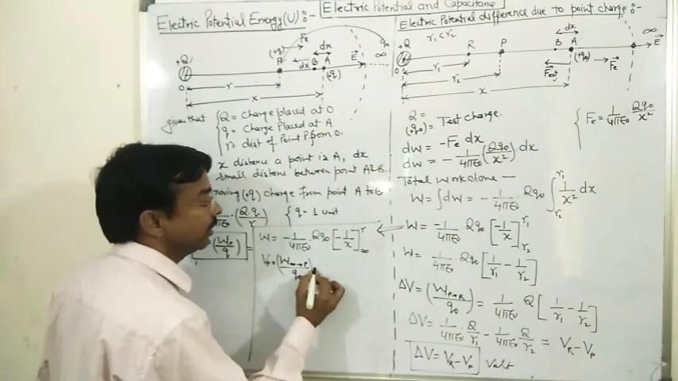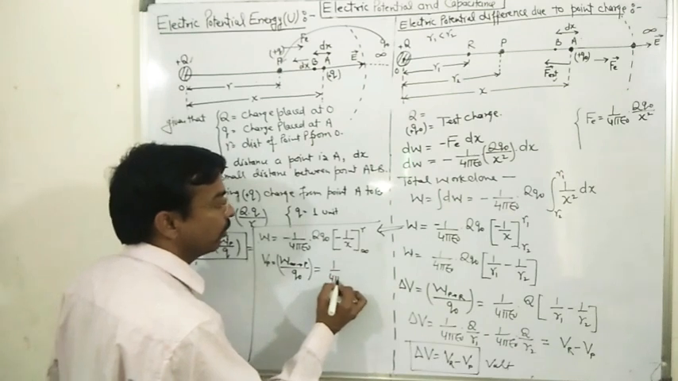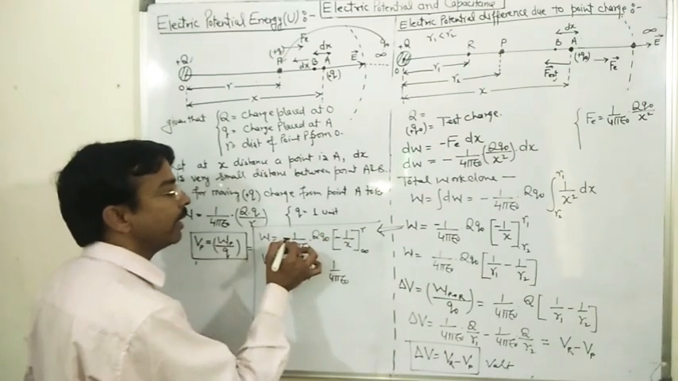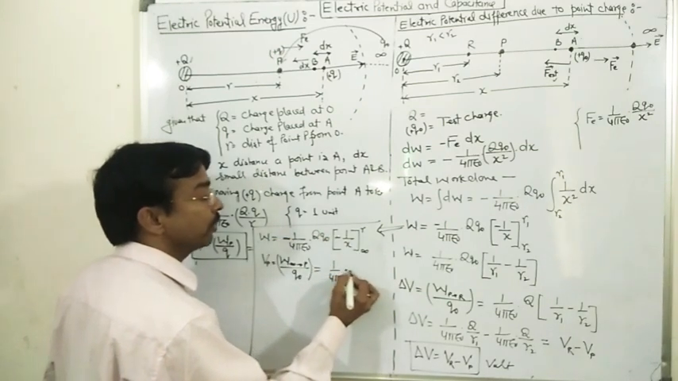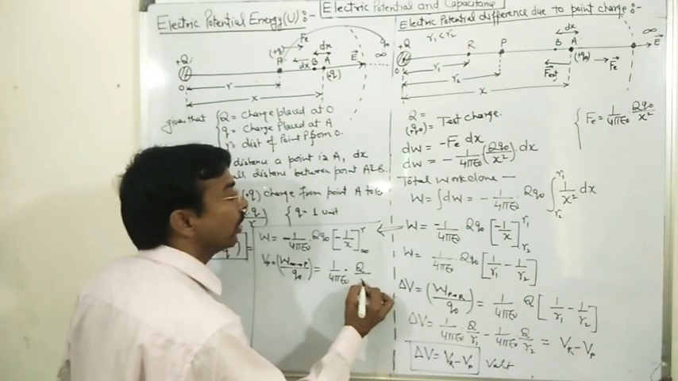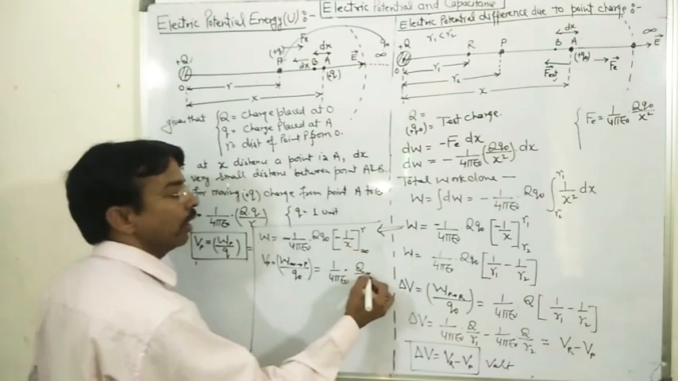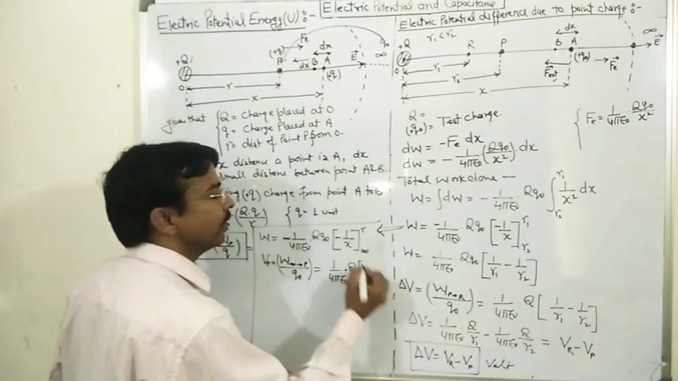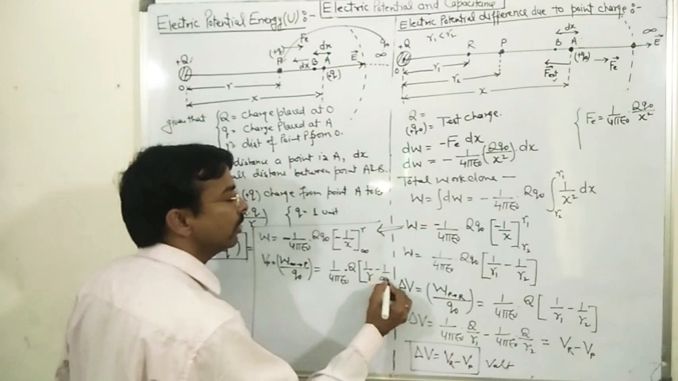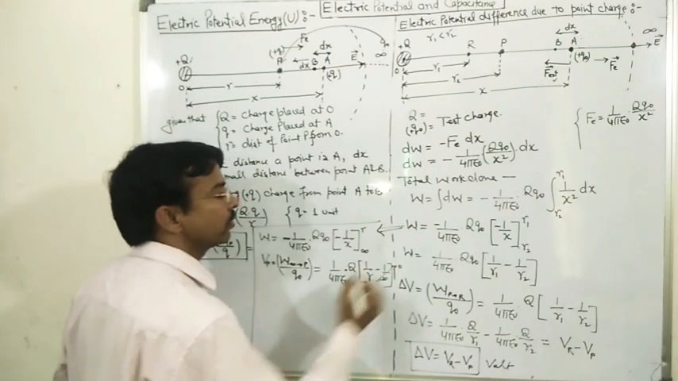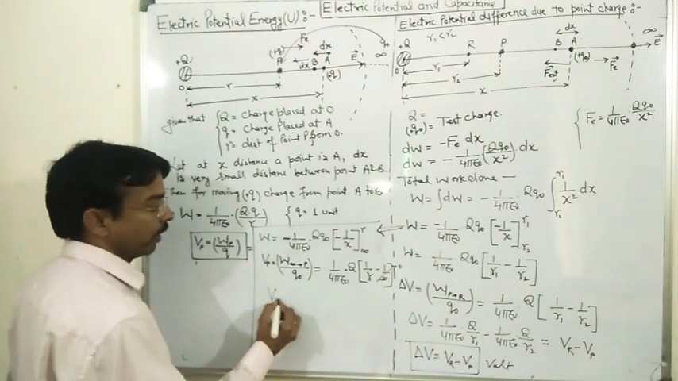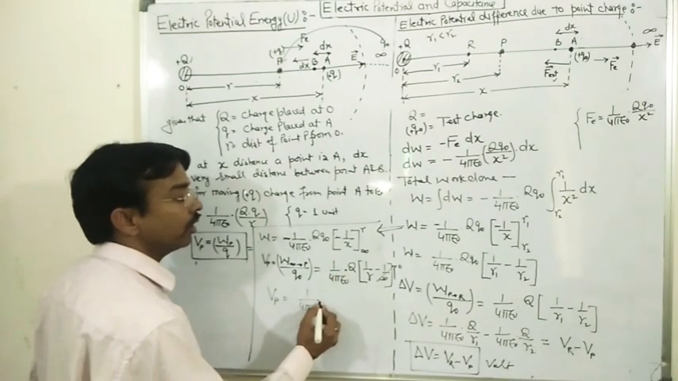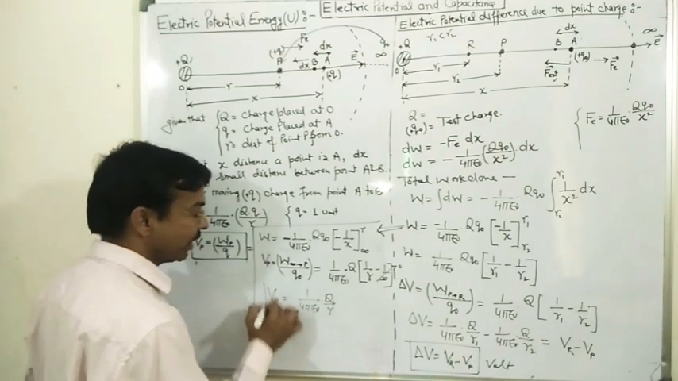Per unit charge, it is written as 1 upon 4 pi epsilon naught, because that minus and that minus multiply and give plus, and it is written like that, Q upon R, just putting the upper and lower values. It can be written as 1 upon R minus 1 upon infinity, and 1 upon infinity is 0. So here it becomes 1 upon 4 pi epsilon naught, Q by R.